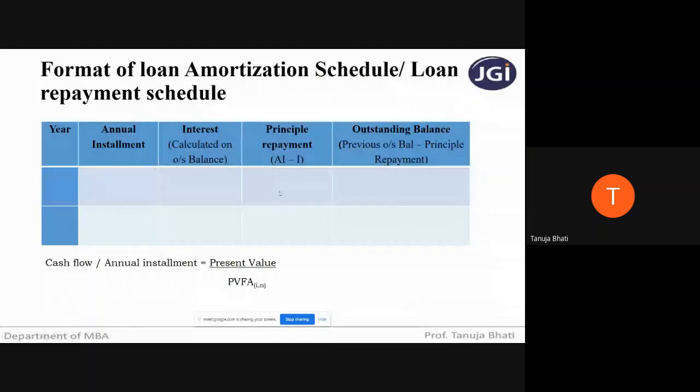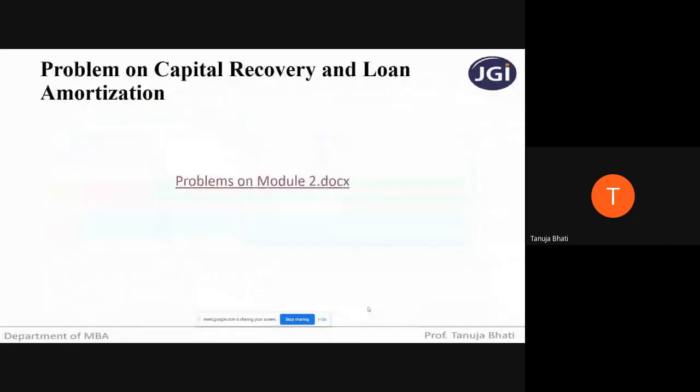Always remember, the way to check whether your answer is correct is that at the end of the loan period, the outstanding balance has to be zero. Now, how to calculate capital recovery and loan amortization? Let us see a problem on it.